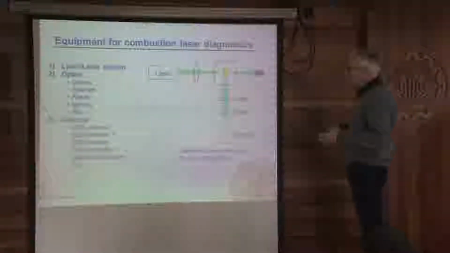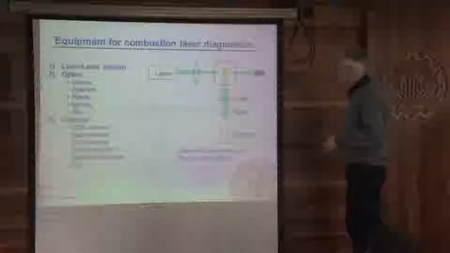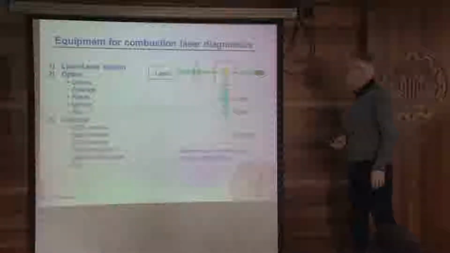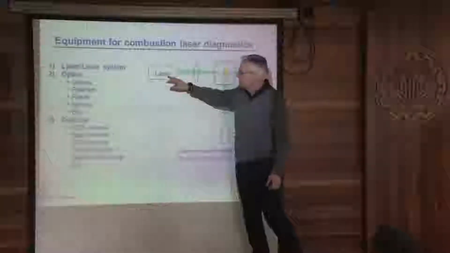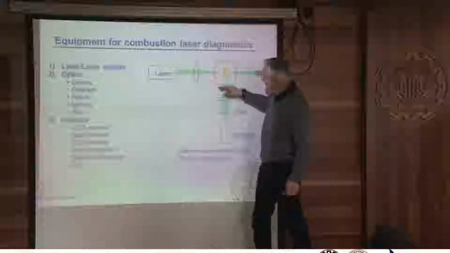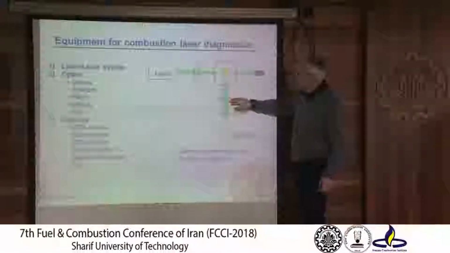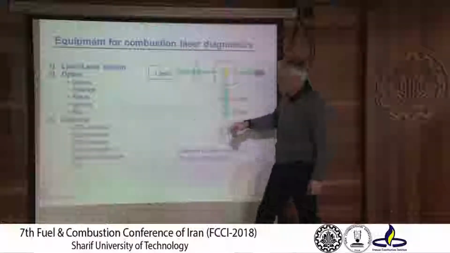Okay. So the next is to describe a little bit about the equipment. We need a lot of equipment to do this kind of experiments. We have to have a laser system. There are a lot of different lasers. We have to have a lot of optics, lenses, polarizers, filters, mirrors. We have to have a detector.